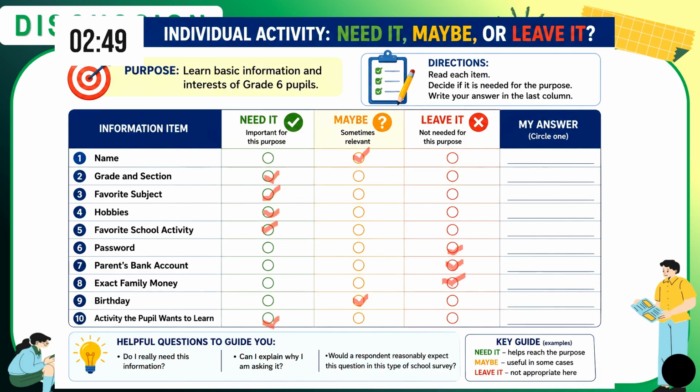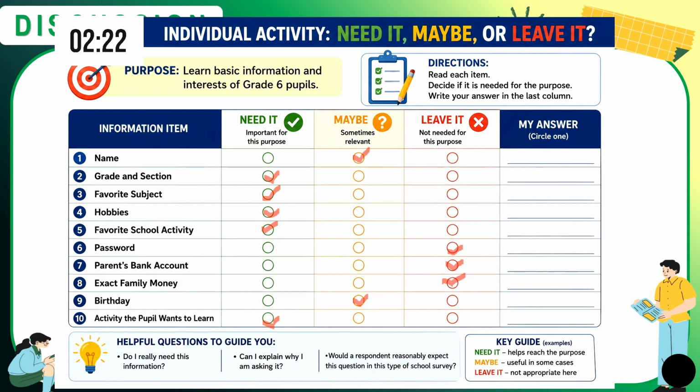A good survey only asks questions that are connected to its purpose. For example, asking about the pupil's favorite subject or hobbies makes sense because these questions help us learn about the pupil's interests. However, asking for the password of a parent's bank account does not help us achieve our purpose and asks for private information.